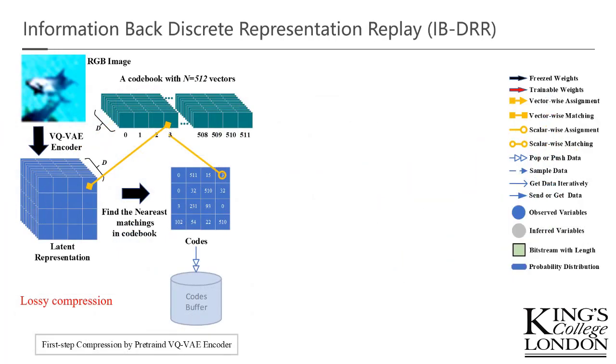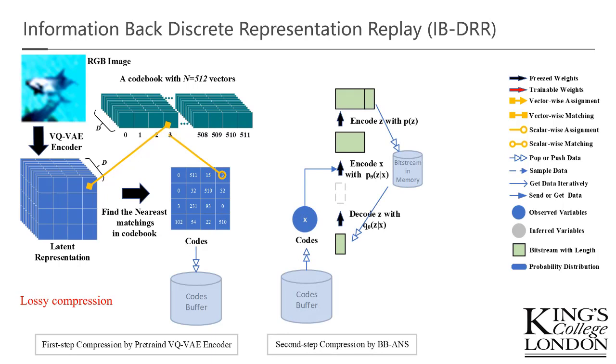The first step is lossy compression. We utilize a VQ-VAE to process the input images and save their discrete latent representations in a format called codes that can be later used to reconstruct the original inputs. The codes are much smaller than the original inputs, and in this way, the memory cost is reduced. In the second step, we use BB-ANS to further compress codes obtained in the previous step losslessly. BB-ANS tries to encode each code into a number of bits equal to its negative log probability, assigned by a latent variable model.